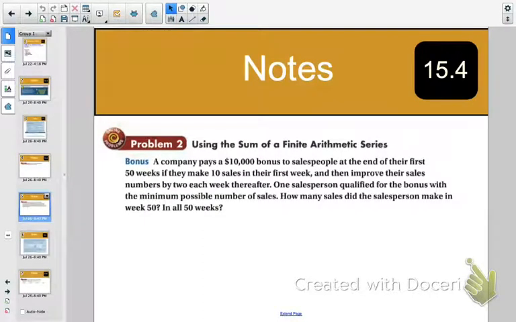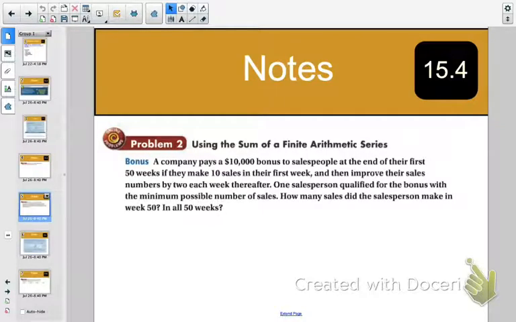Okay, a company pays a $10,000 bonus to salespeople at the end of their first 50 weeks if they make 10 sales in their first week and then improve their sales numbers by 2 each week thereafter. So 10, 12, 14, 16, and so on. One salesperson qualified for the bonus with the minimum possible number of sales. How many sales did the salesperson make in week 50? How many in all 50 weeks?